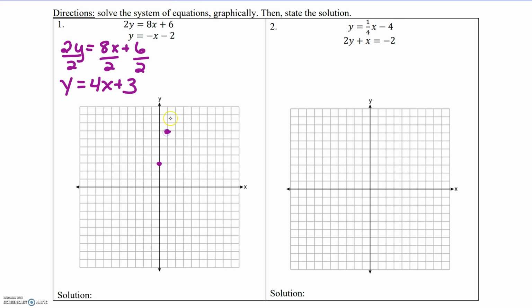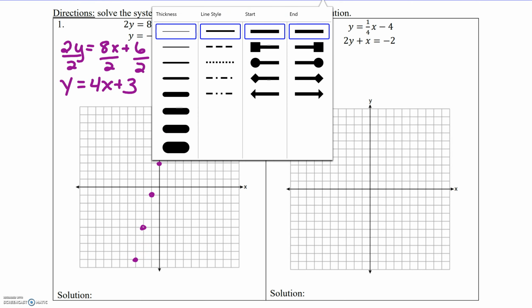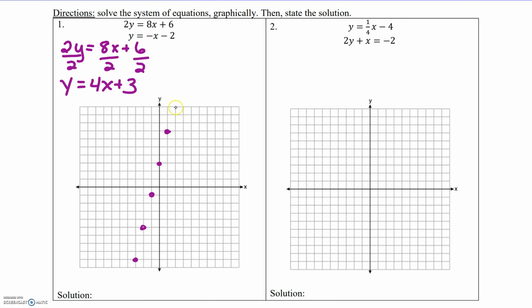Because I can't go any further from that dot, I'm going back to the original dot and going down 4, left 1. Down 4, left 1. From here, we're just going to create a straight line going through all those points. And then we need to put arrows on both ends.